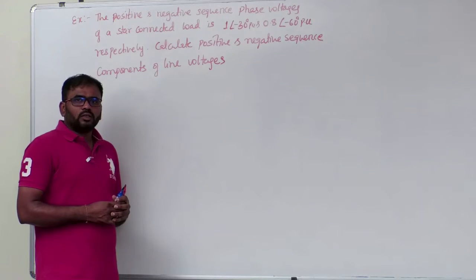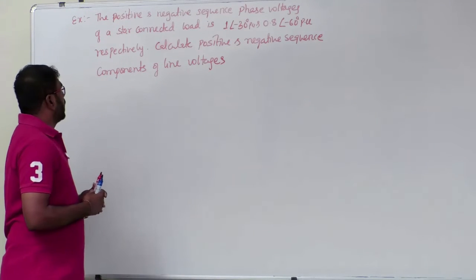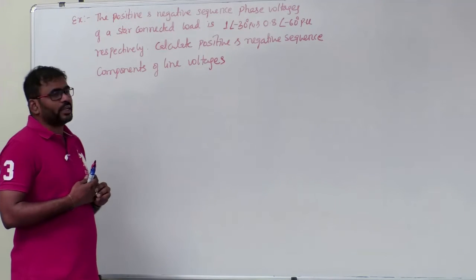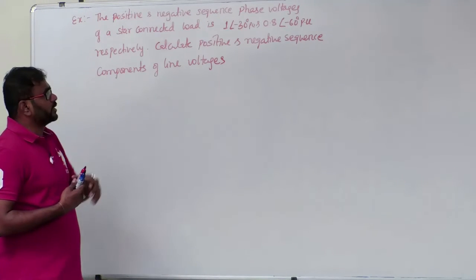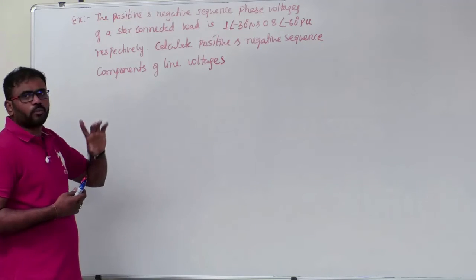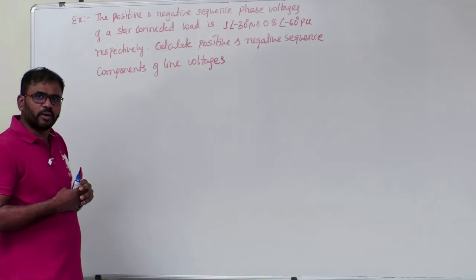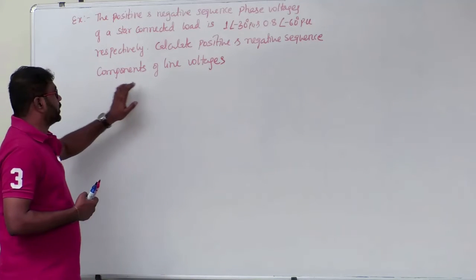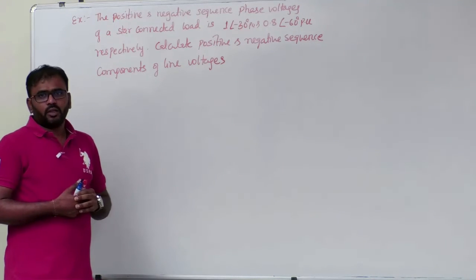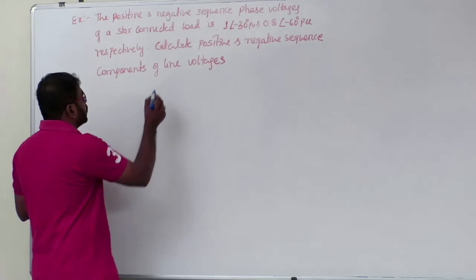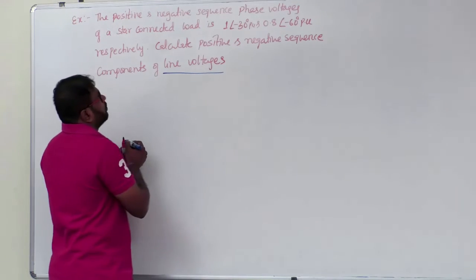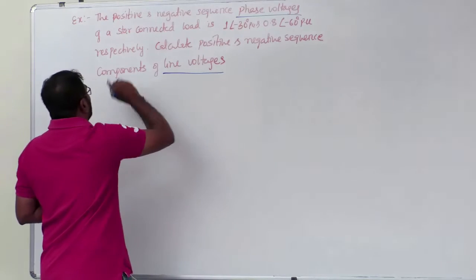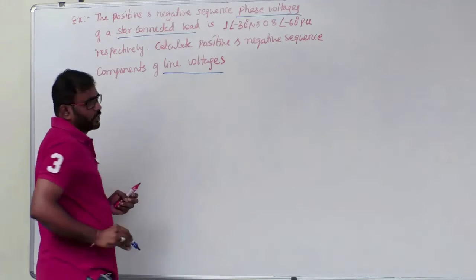Now we will solve another example. The positive and negative sequence phase voltages of a star connected load are 1 at an angle minus 30 degrees per unit and 0.8 at an angle minus 60 degrees per unit. Calculate the positive and negative sequence components of line voltages. But careful, this question is asking to calculate the line voltages, but what is given? The phase voltages. But what type of load? It's a star connected load.